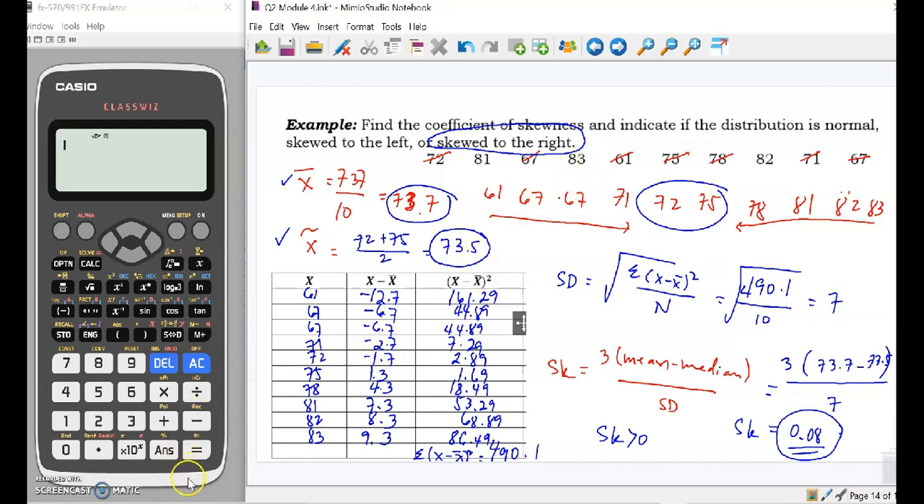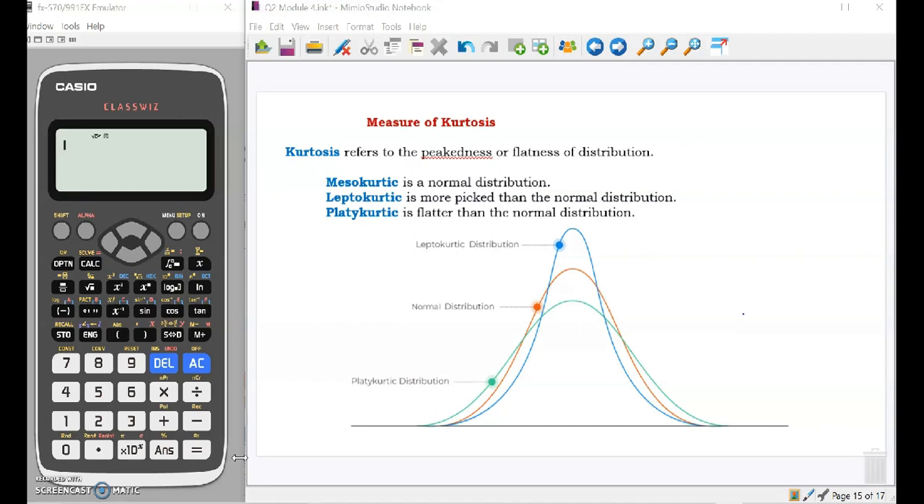We'll continue with kurtosis. When we talk about kurtosis, this refers to the peakedness or flatness of a distribution. Normally, if the distribution is normal, which is the orange curve here, this distribution is known as mesokurtic. If the distribution is more peaked than the normal distribution, just like the blue graph here, then we call that leptokurtic. And lastly, if the curve is flatter than the normal distribution, then we call that platykurtic, as shown in the given illustration.